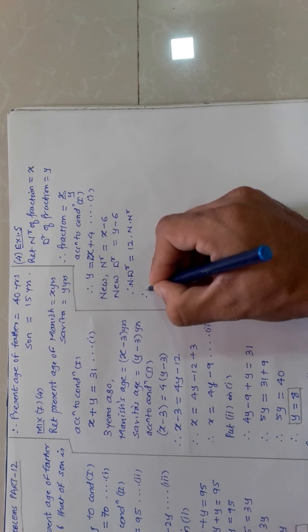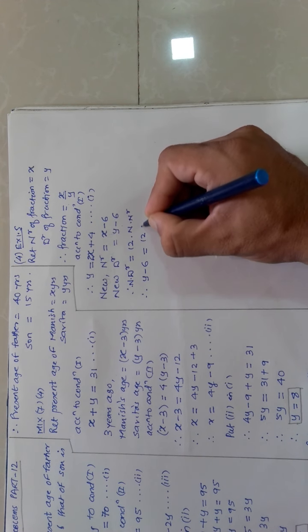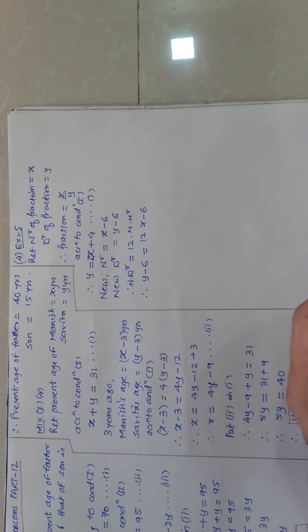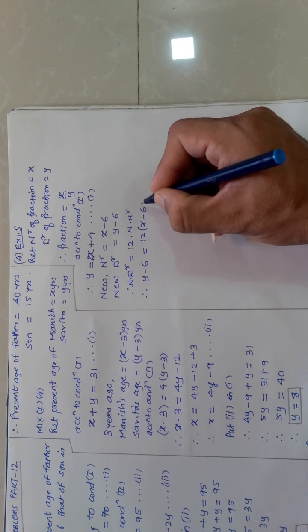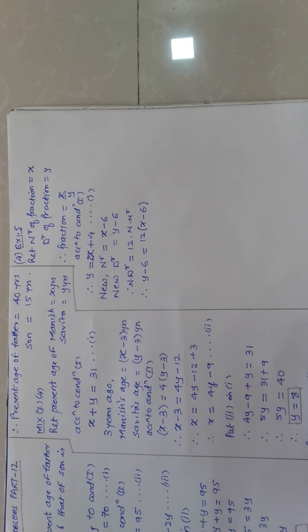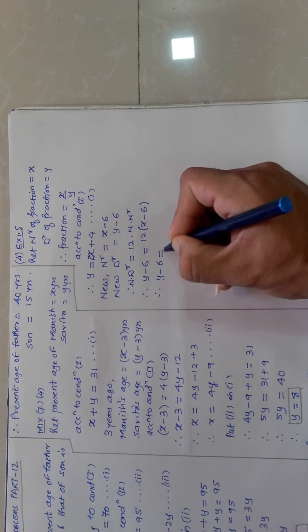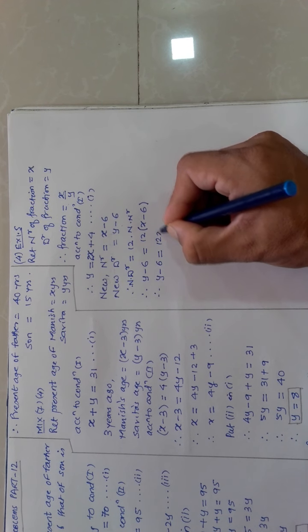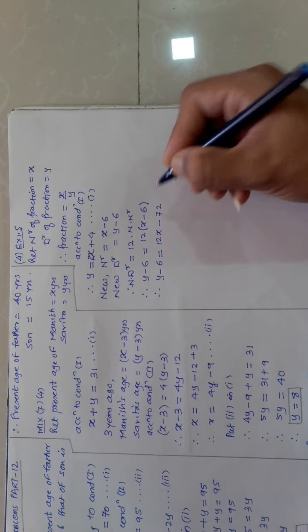Agreed? So the new denominator is y minus 6 is 12 times x minus 6. If I write it like this, it will be misinterpreted as 12x minus 6, and the multiplication will not be solved. So this is your multiplication. The denominator becomes 12 times the numerator. So you get y minus 6 is 12x minus 12 into 6 is 72.